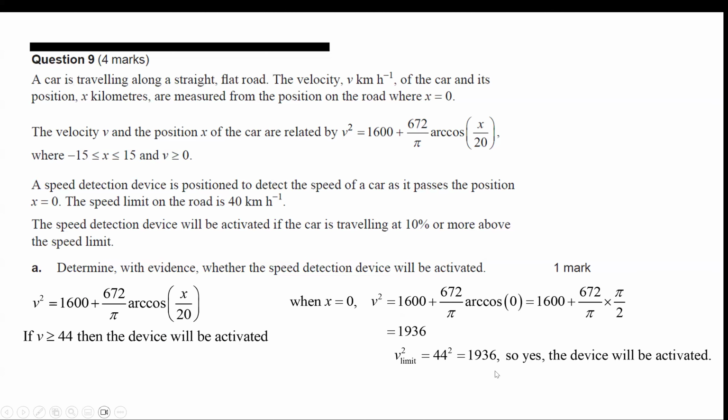So at x equals 0, yes, it reached the bottom line of the actual speed limit to activate the device. I think it's more reading, and then you do have to have some strong computational skill, like a basic number sense, okay? Subbing correctly, and you need to know your exact values correctly.